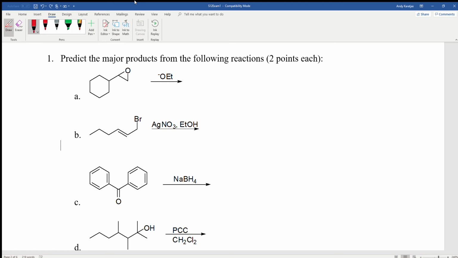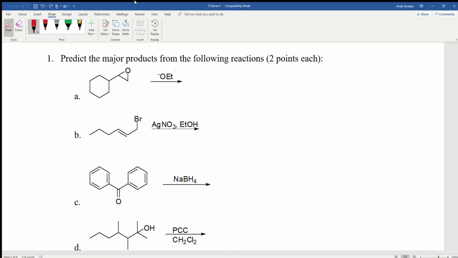Our first question on this exam asks us to predict the major products for a series of reactions. In part A, we have the ring opening of an epoxide, and it's always critical to remember in the opening of an epoxide that whether we're working under acidic or basic conditions has a significant role in how that reaction works.